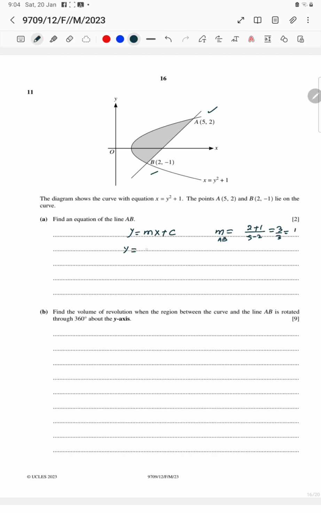So y equals 1x plus c, and for c you can use any point, say 2 and minus 1. Minus 1 is equal to 2 plus c, so c becomes minus 3. So the required equation is y equals 1x minus 3. I hope it is clear. This is a case study taken from coordinate geometry.